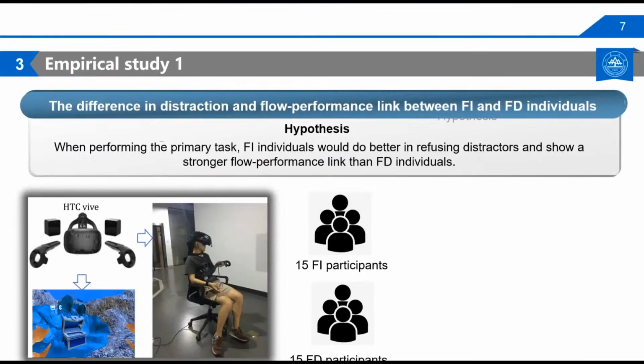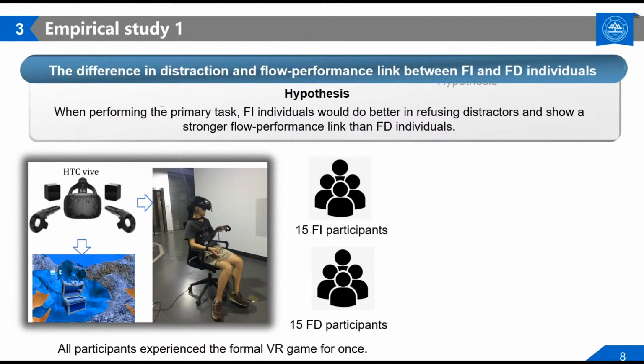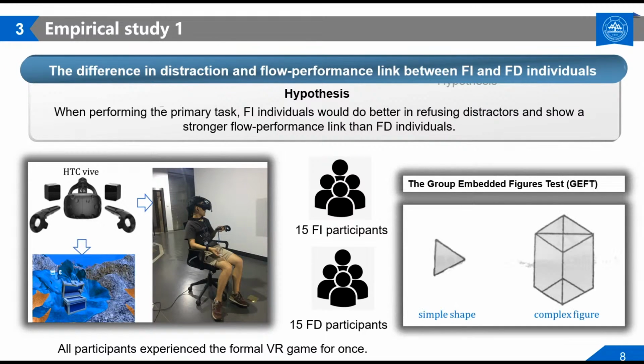Study 1 is to test the difference in distraction and flow performance link between FI and FD individuals. We supposed that when performing the primary task, FI individuals would do better in refusing distractors and show a stronger flow performance link than FD individuals. 15 FI and 15 FD participants participated in this study. They were selected through the Chinese version of the group embedded figures test. Their previous experience of VR was controlled.